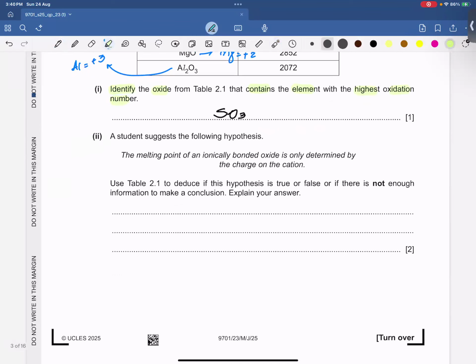A student suggests the following hypothesis. The hypothesis is that the melting point of an ionically bonded oxide is only determined by the charge of the cation. That's a very absurd statement, but let me read the whole question first. Use Table 2.1 to deduce if this hypothesis is true or false. Obviously, it is false.